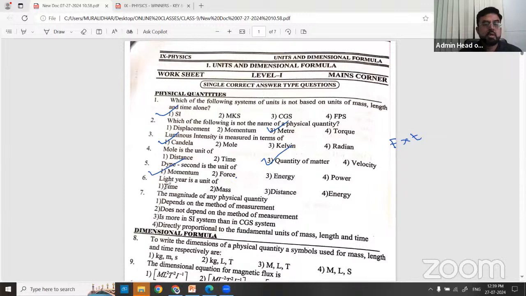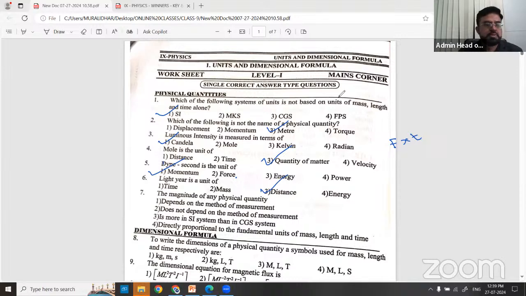Okay. Light year. We discussed already, year is the name, it is not time. Light year is nothing but the distance traveled by light in 1 year. It means distance only. Light year is the unit of distance.